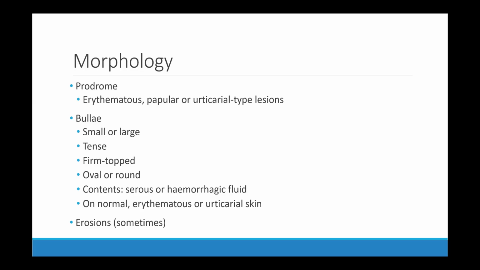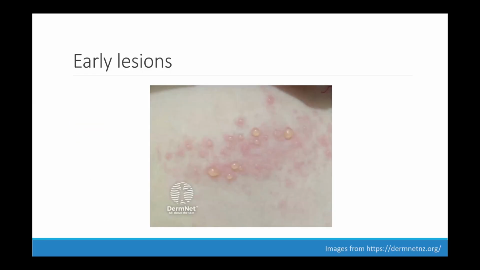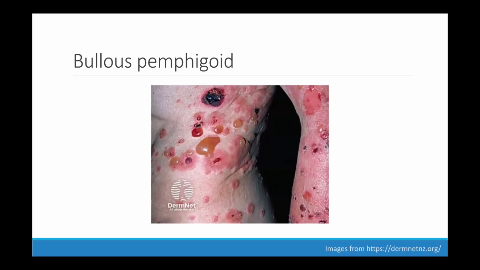There is usually a prodrome in which the patient presents with erythematous, papular or urticarial type lesions. Next, they develop bullae, and this can be small or large. They are usually tense, firm-topped, oval or round, with serous or hemorrhagic fluid contents. And the bullae in bullous pemphigoid can occur on normal, erythematous or urticarial skin. And sometimes you can also present with erosions. So you can see early lesions, which are your tense, small blisters. And then you can see here larger blisters as well as some erosions.